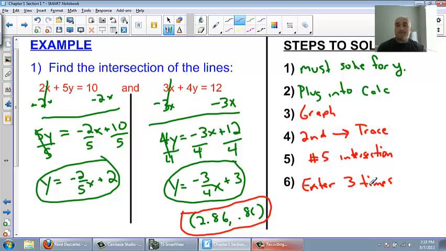So first you must solve for y. Then you must plug that into your calculator, into the y equals button. Then you want to hit the graph button, second trace, number 5, enter 3 times, and there you have it. You have your intersection point. 2.86 comma 0.86 would be very hard to read on the graph without using the intersection menu. So hopefully that's okay. You can ask questions about that tomorrow if you need to.